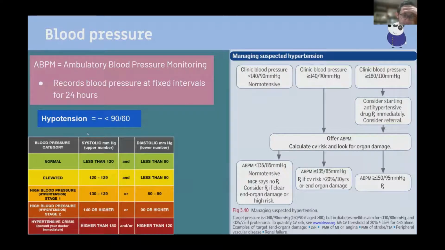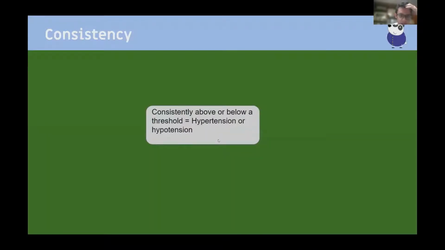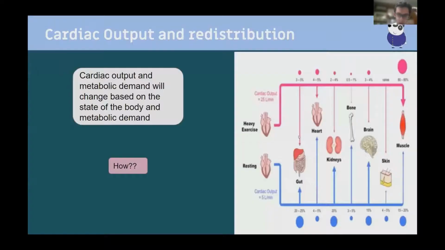Similarly, hypotension is generally considered less than 90 on 60. Again, it depends where you look. Hypertension was very recently changed in terms of classifications, which is why you'll have conflicting information. So just have a general idea of that. Again, consistency is key. Being consistently above or below a threshold over 24 hours or an extended period of time is what determines hypertension or hypotension.